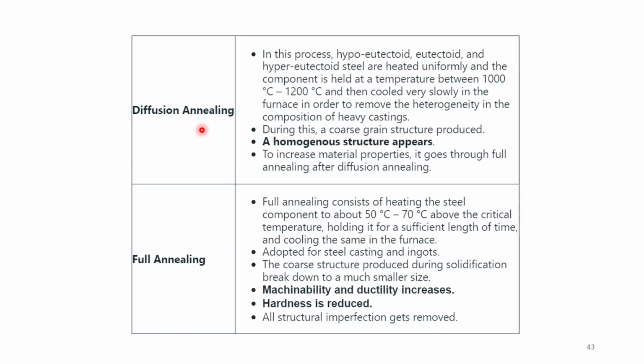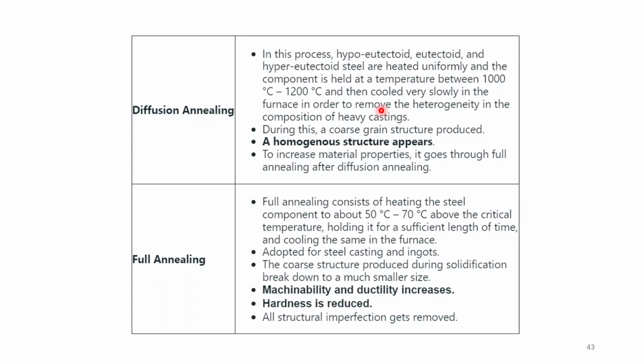So first is diffusion annealing, which is done at the highest temperature. In this process, hypoeutectoid, eutectoid and hypereutectoid steels are heated uniformly, and the component is held at a temperature between 1000 to 1200 degrees Celsius, and then cooled very slowly in the furnace in order to remove the heterogeneity in the composition of heavy castings.